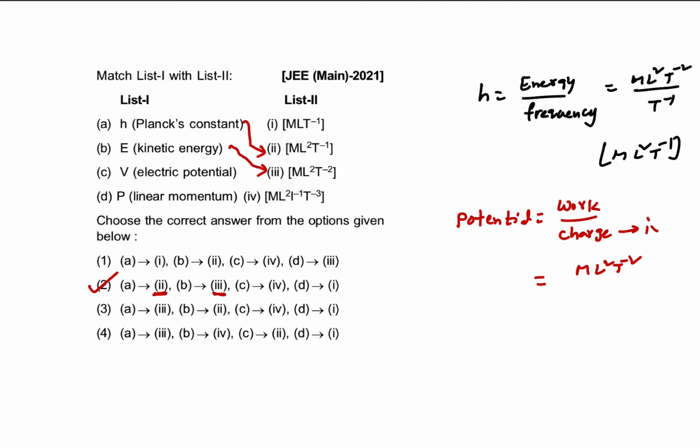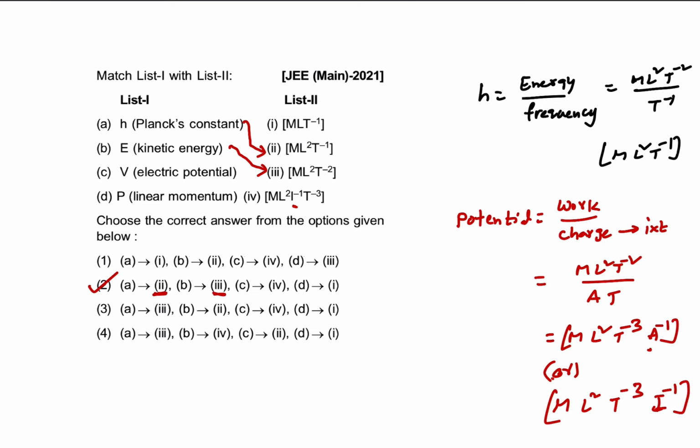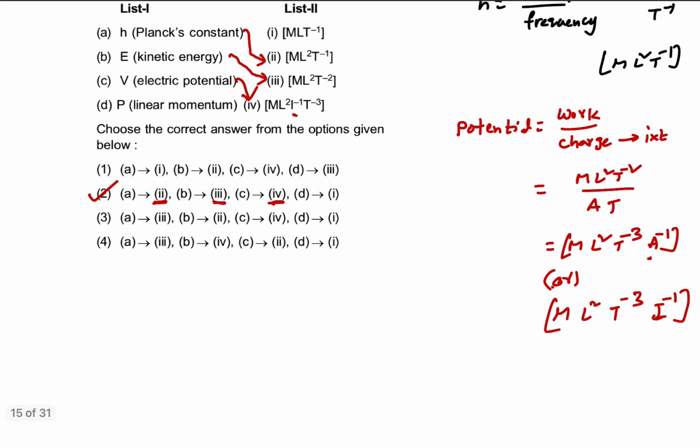Work is nothing but ML²T⁻². Charge is nothing but current into time taken, so we can write A into T. If you write it, it is ML²T⁻³A⁻¹. Where this option is there, instead of A they have given I. We can see they have given I, so we can write ML²T⁻³I⁻¹. Okay, we can represent with I also. So potential is the fourth option.